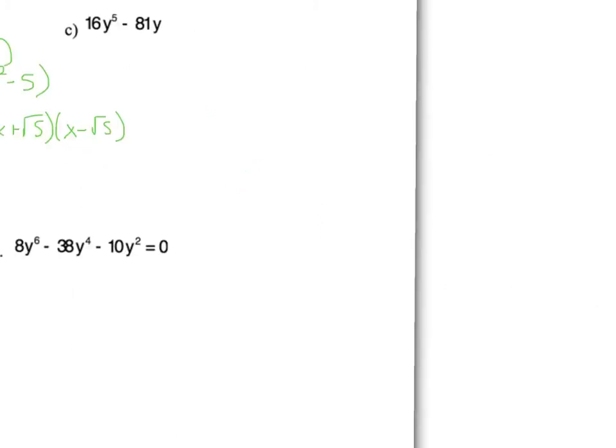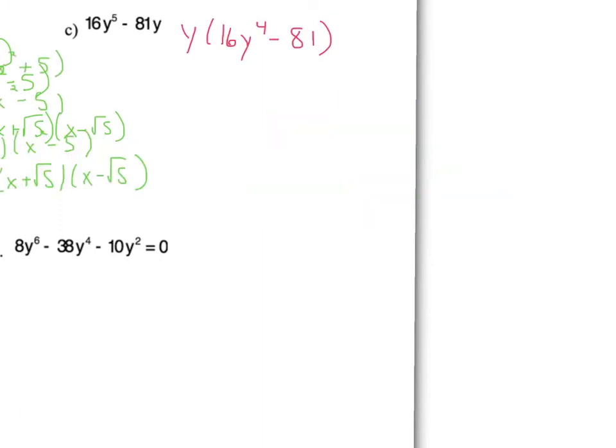For letter C, we can first factor out a y. I think that's the only thing we can factor right off the bat. And we'll have 16y to the 4th minus 81. And then we'll notice that those two numbers are a difference of squares. 16y to the 4th is the square of 4y squared. So we can factor that to 4y squared minus 9, and 4y squared plus 9.